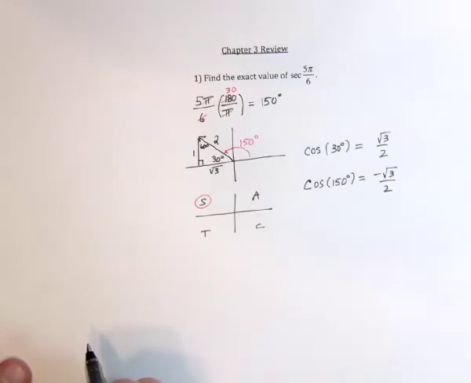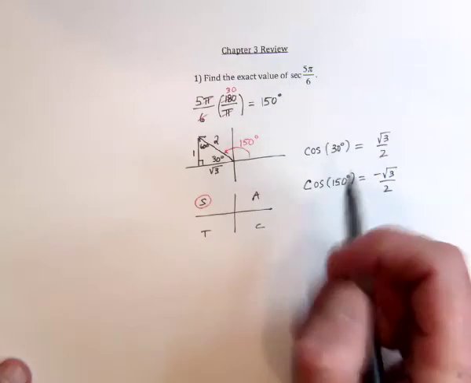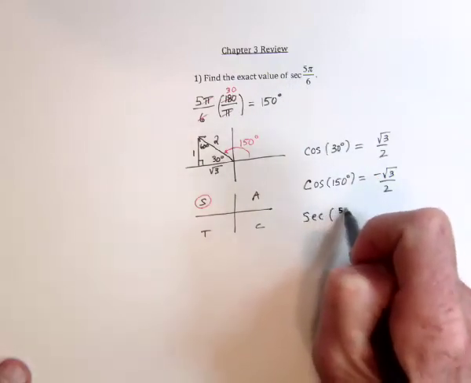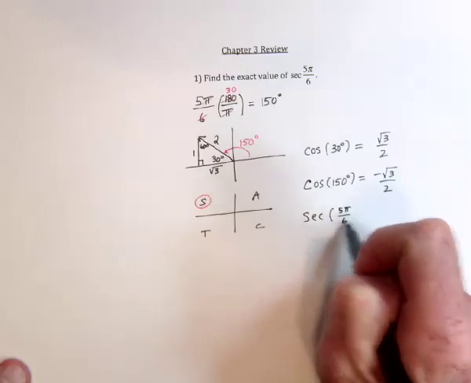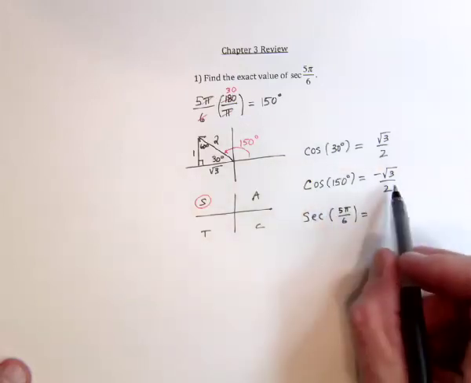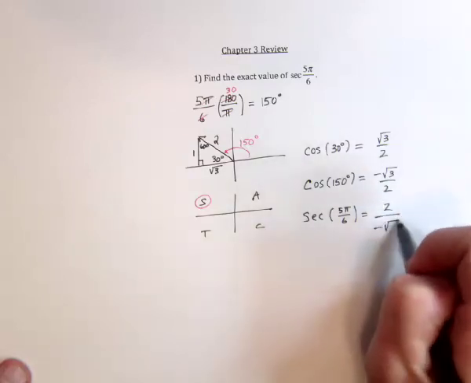And there's only one last thing to do, find secant of that angle. Well, secant of that angle, and I'll change back to radians now, comes from 1 divided by cosine, so I just need to invert this. 2 over a negative radical 3.